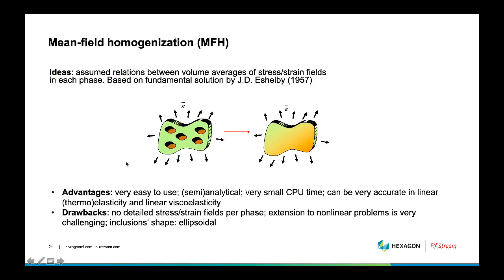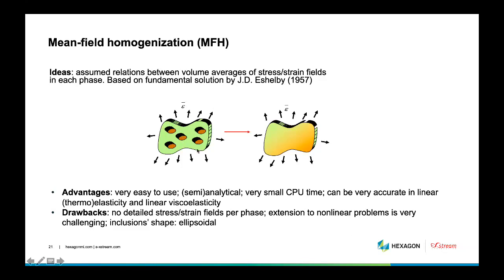So the idea behind mean field homogenization is that instead of trying to solve for the detailed microfields of stress and strain and then linking the volume averages of these microfields, you don't compute them, but you make assumptions on the volume averages of those fields. You make assumptions, for instance, on the volume average of the strain in the inclusions with respect to the macroscopic strain. Okay?